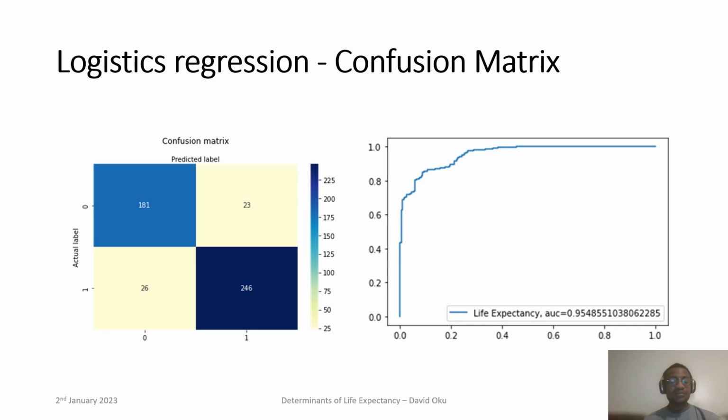Evaluating the logistic regression, we had a very good accuracy score and a very good AUC. You can see 95%, and the confusion matrix was quite impressive. We have a lot of true positives and true negatives. The model worked very well.